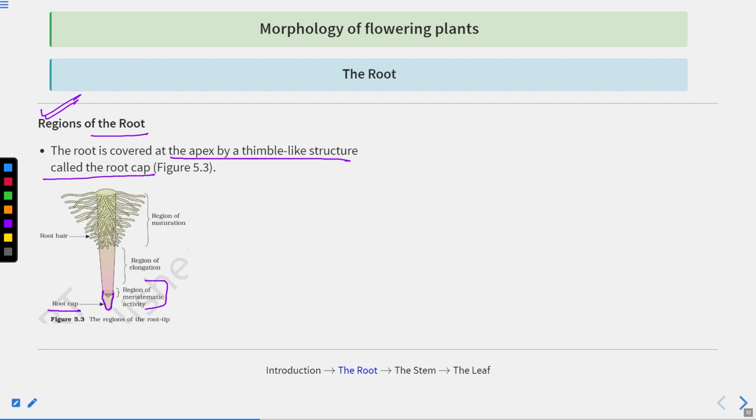Just below it, you can see a region called the region of meristematic activity. Here the cells are dividing vigorously, very fast, which is one of the characteristics of meristematic cells. These meristematic cells are covered by the root cap. Now you can understand the function of the root cap: it protects this region of meristematic activity from the friction when the root is going downward.